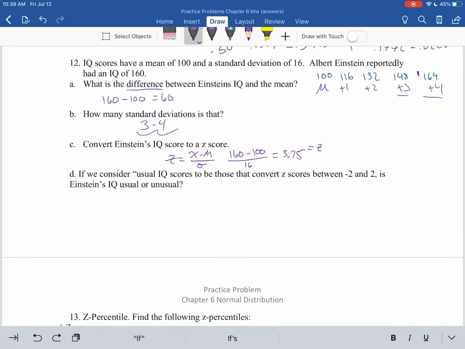Now, part D talks about unusual IQ scores, where a usual IQ score is between -2 and 2. Is Einstein's IQ score usual or unusual? Remember, between -2 and 2 standard deviations from the mean is going to be 95% of the population, or 95% of the participants, that fall within that. Does Einstein's IQ fall within -2 and 2? No, his is 3.75, so we consider this to be unusual. In statistics, that's what we're looking for. We're looking to see if you're outside this 95% area here.